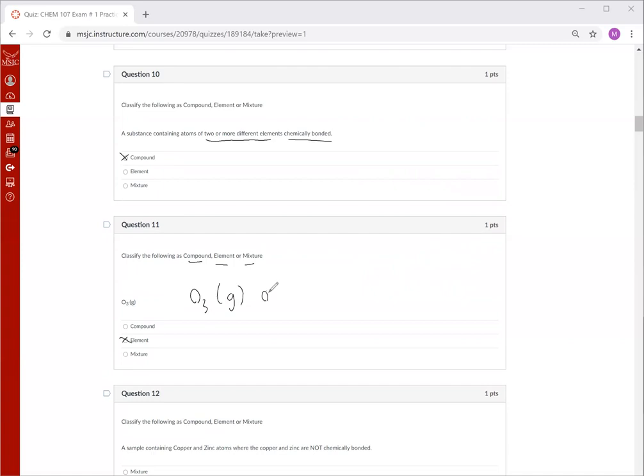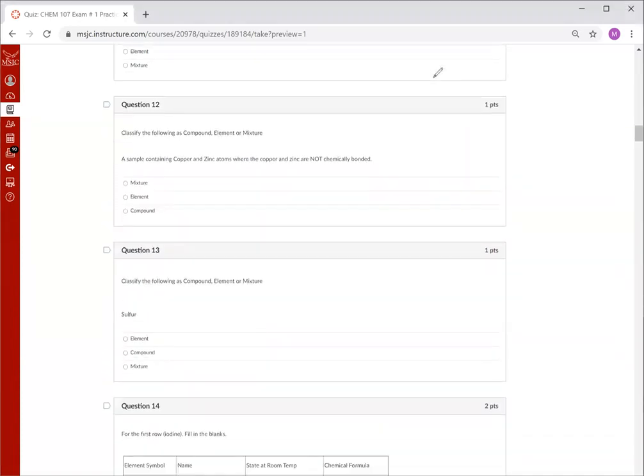This is known as ozone, which is a form of oxygen. Or, well, more correctly, it's an allotrope of oxygen. Do these two examples make sense? Yes. Perfect. So let's clear and let's keep moving through.